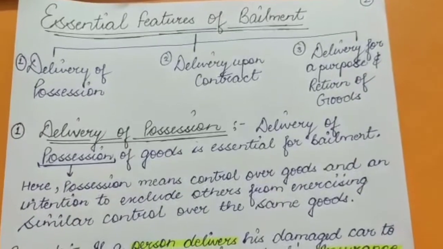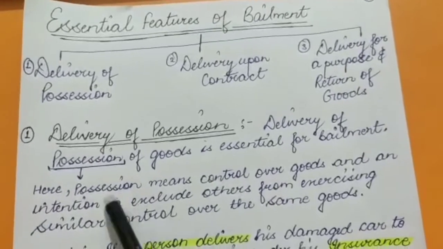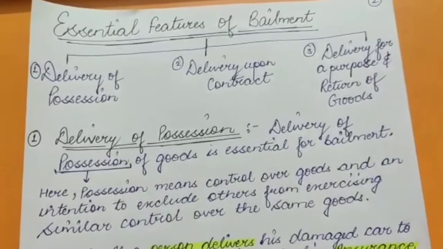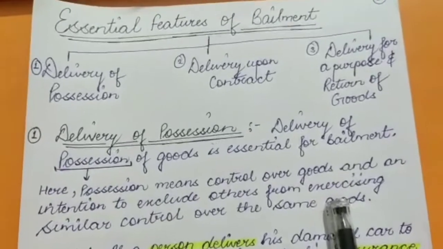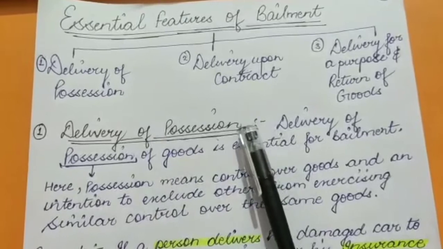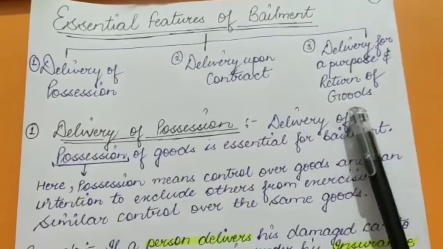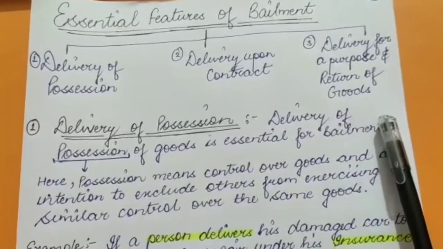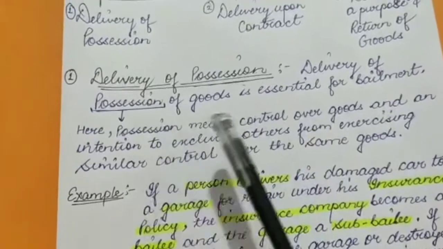If you understand what is bailment, then it is very easy to understand the essential features of bailment. There are 3 essential features of bailment. First is delivery of possession, second is delivery upon contract, and third is delivery for a purpose and return of goods. So first is delivery of possession.